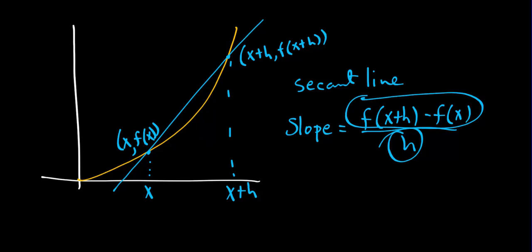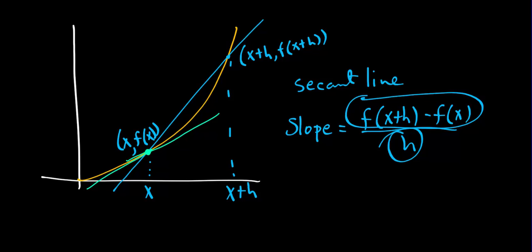We want the velocity at x. How fast we're going. Well, that's where we let h go to 0, and then what we have here is a tangent. We have a line that touches the graph at exactly that one point. Okay, do y'all see that?